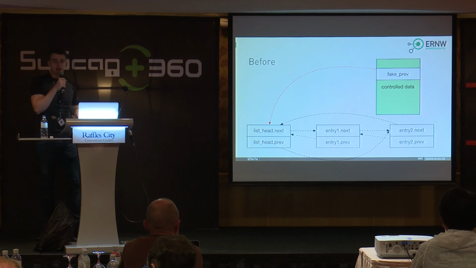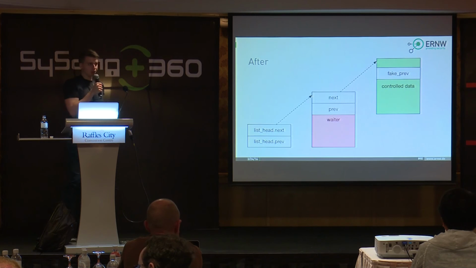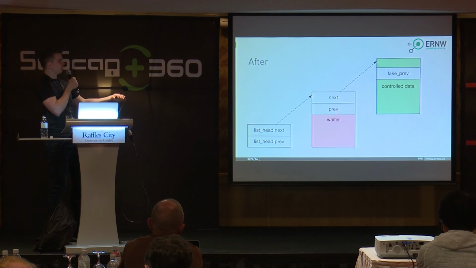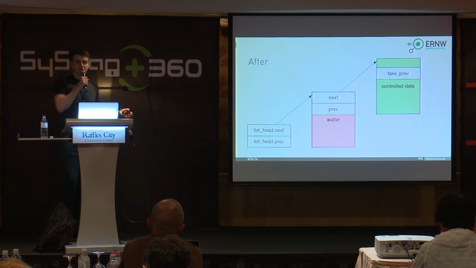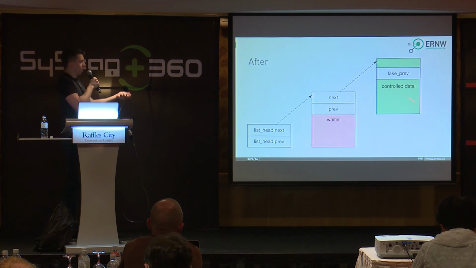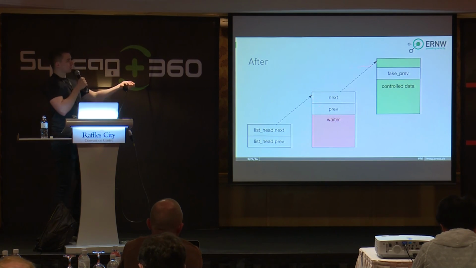And after we trigger our write, we have the following memory layout. We still have this list head, and it points to this waiter structure, which is stored on the stack, and we don't control that. So this is basically junk we don't really control. But the next pointer of this waiter structure points into controlled data from us.